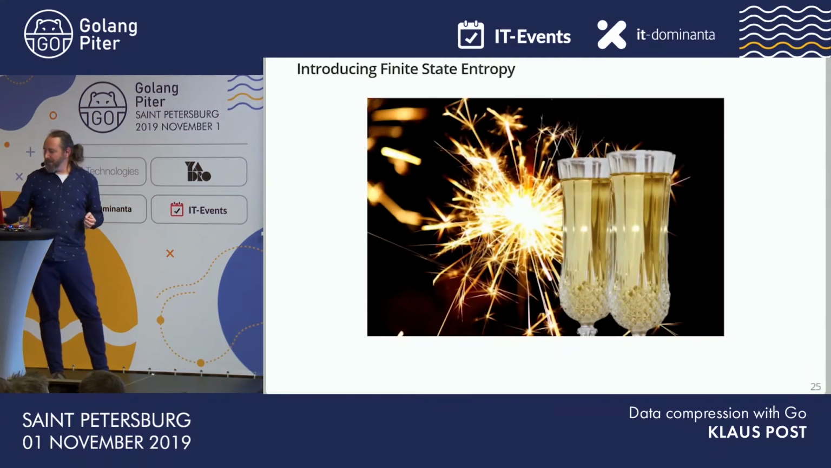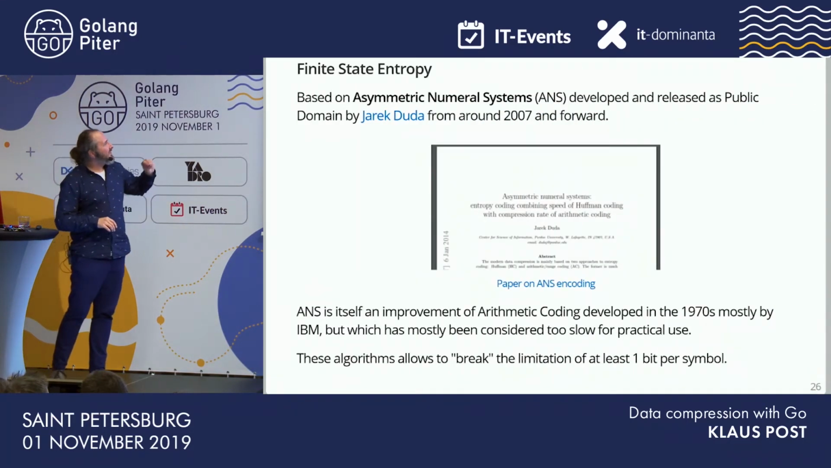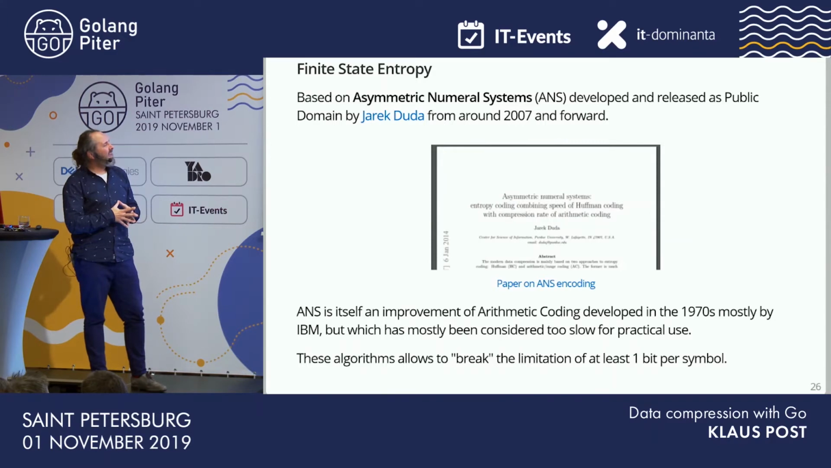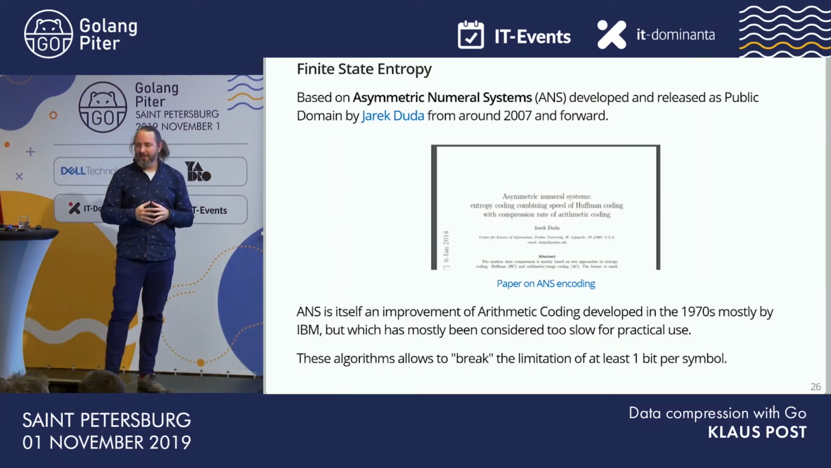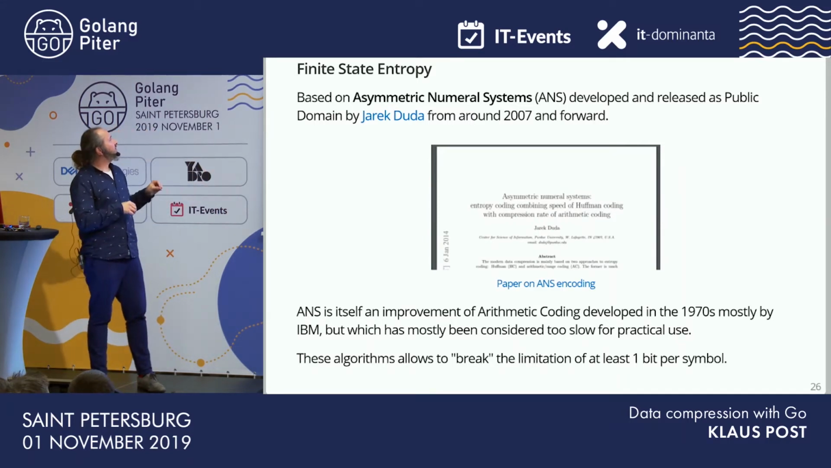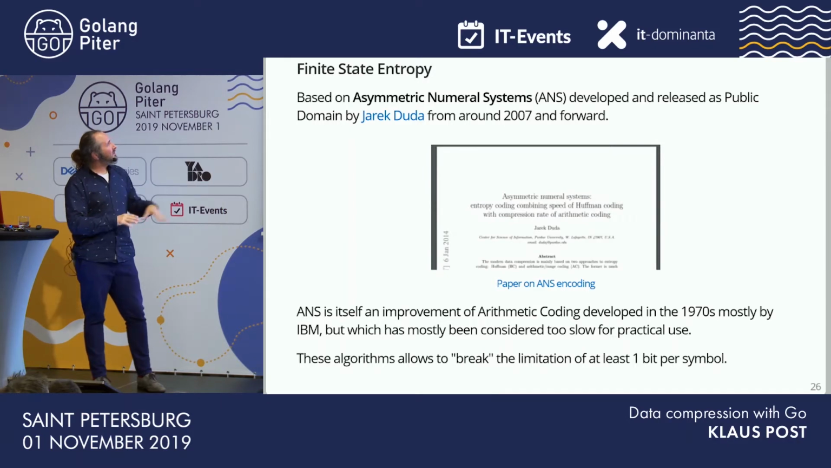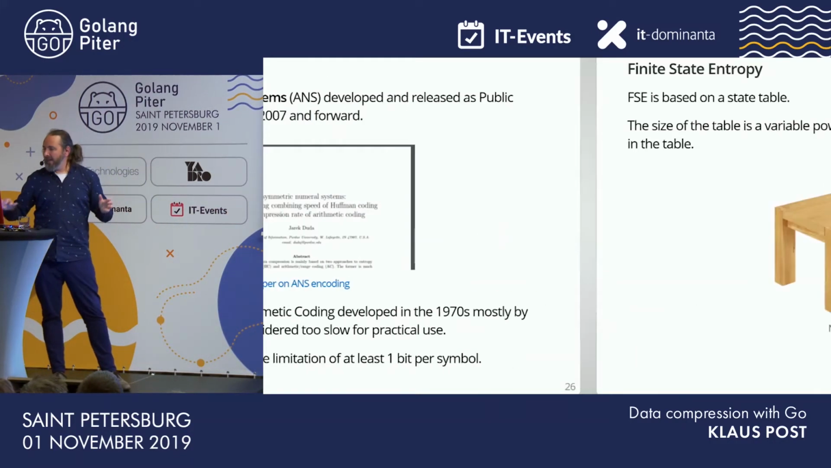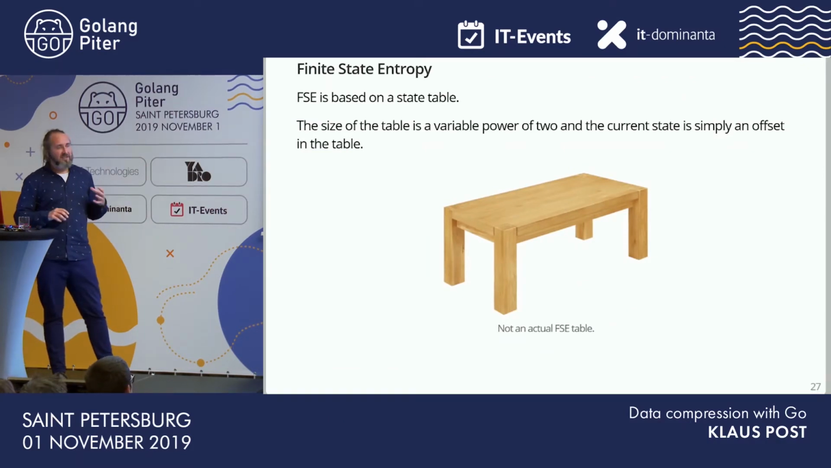Then some people are doing magic. Actually, there have been techniques that get around this limit. It hasn't been really practical because it's been quite slow. But a guy called Jarek has made it so it's actually usable nowadays. He wrote a paper on asymmetric numeral systems, and it has been transformed into several different compression algorithms. One of them is finite state entropy, and it allows us to break this limit.